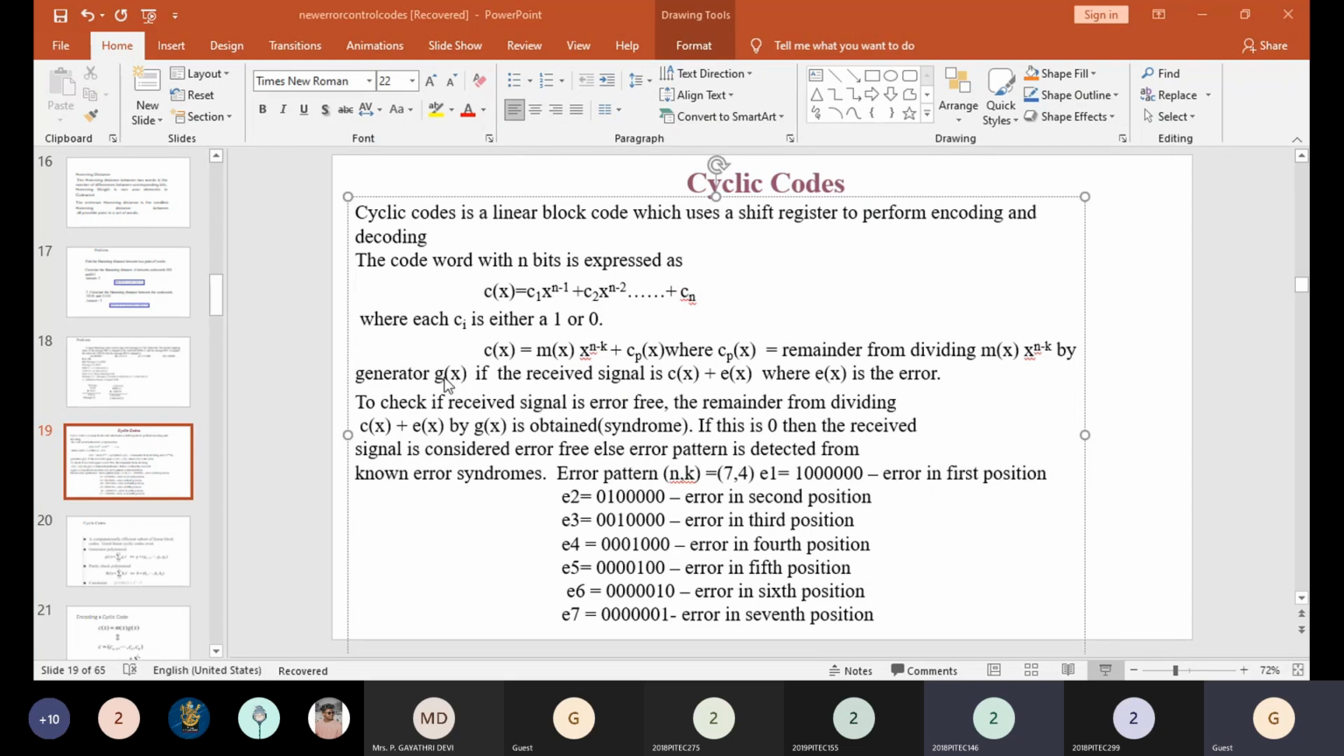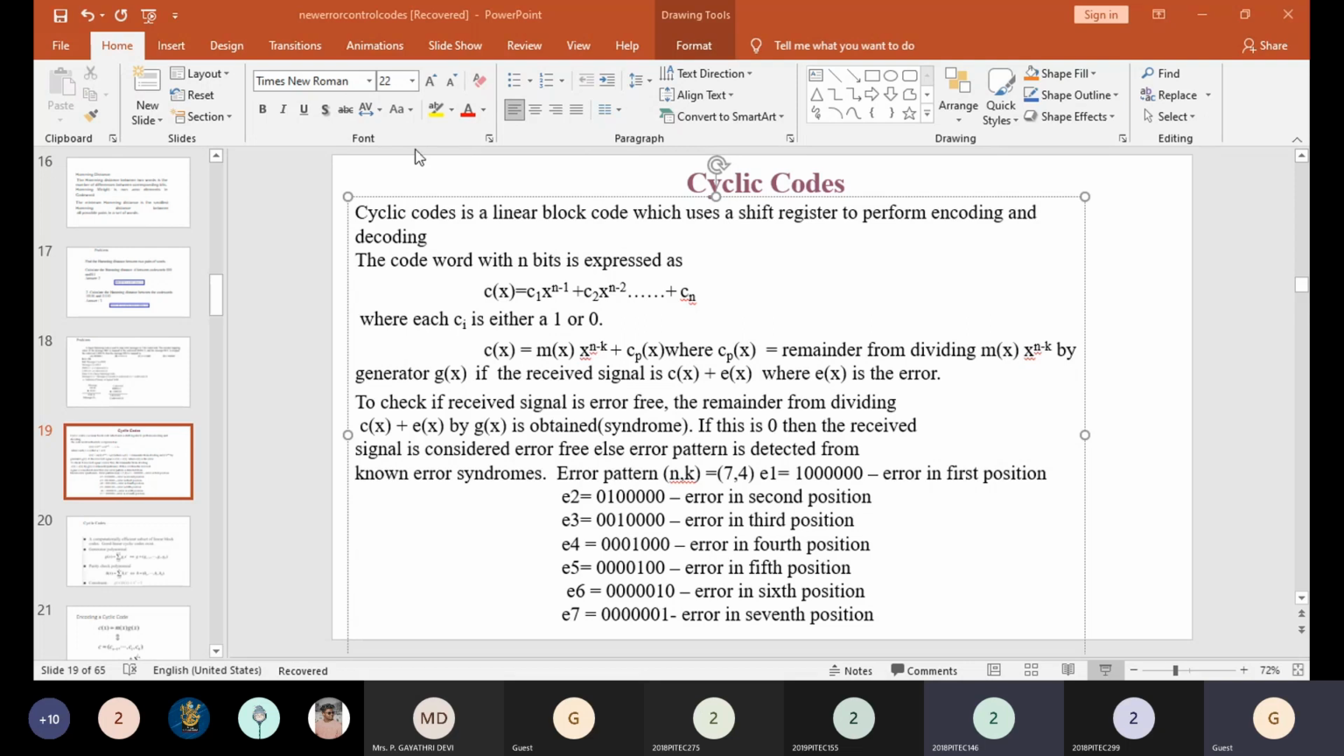So the general representation is the remainder of m of x into x power n minus k divided by g of x. So m of x into x power n minus k, where m of x is given as 1 plus x power 2, then x power n minus k.